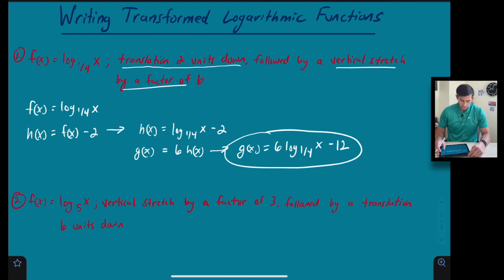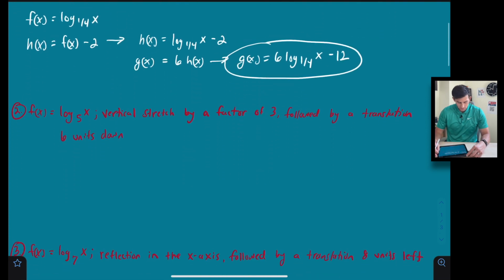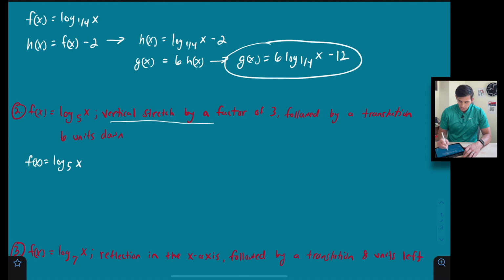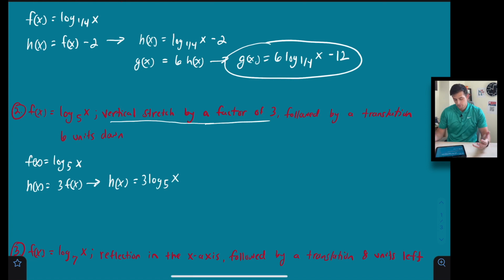All right, number 2 says f of x equals log base 5 of x. We want to do a vertical stretch by a factor of 3 followed by a translation 6 units down. So once again, start off with f of x. So f of x equals log base 5 of x. Now what we want to do first is a vertical stretch by a factor of 3. So let's use h of x again, and let's say h of x is going to be 3 times the f of x. So now we can simplify. So we would say h of x is equal to 3 times the log base 5 of x, right? We just multiplied by 3.